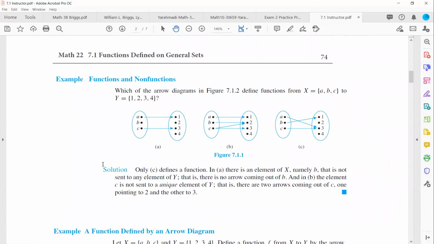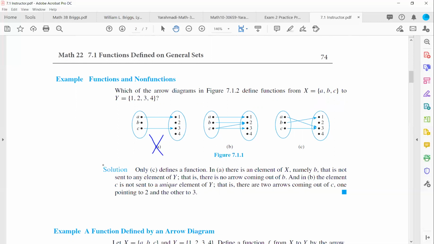Example, functions and non-functions. Which of the arrow diagrams in the figure below define functions from X, which includes a, b, c, to Y, which includes 1, 2, 3, 4? So the first one maps a to 1. It doesn't map b to anything, so it's not a function.